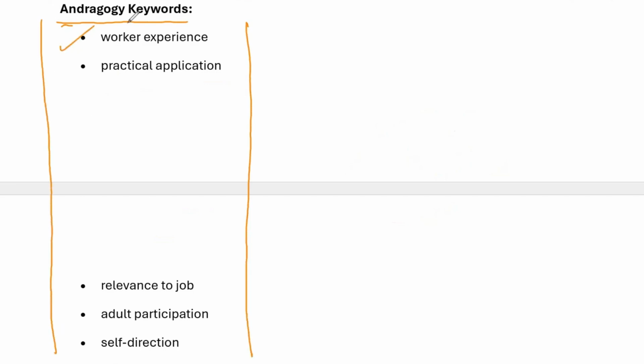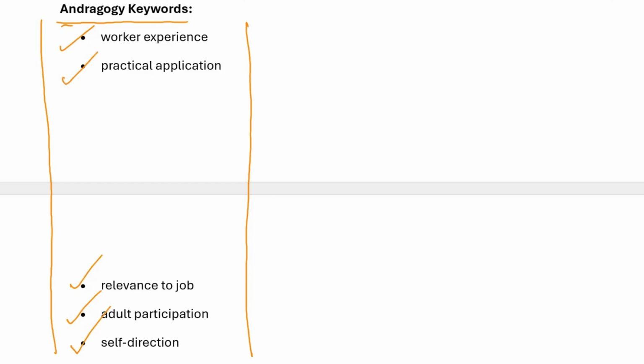So adult learning is based upon experience. It should have some kind of practical application. It should be relevant to your job. It should have participation, where the learner is actively involved. See, for example, in your training, if only the tutor is talking and you are not interacting at all, after some time you will feel sleepy. So it should be highly participative and interactive. And self-direction means you yourself are motivated and coming to this training.